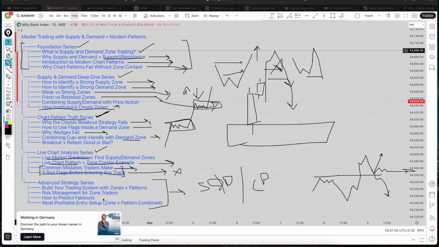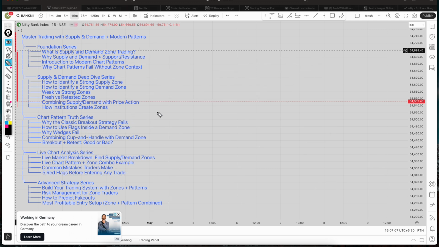And over here what we'll do is, let me clear this out. So now let's say you have this bottom flag pattern where flags are being formed here.